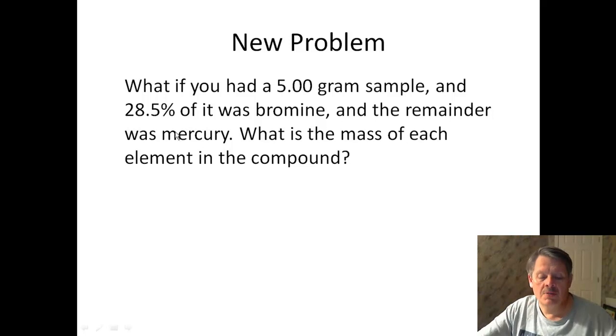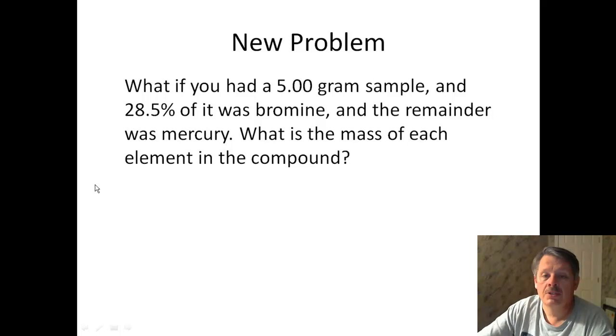So now we have a new problem. This problem says, what do you do if you have a 5-gram sample and 28.5% of it is bromine and the remainder is mercury? How do you figure out the mass of each element? Well, that should be pretty easy for you. All we're doing is doing everything in reverse.